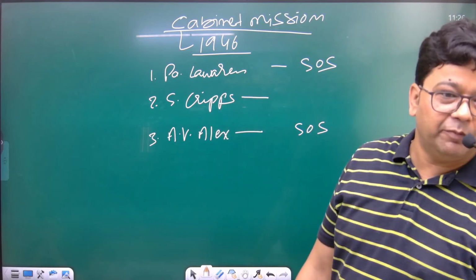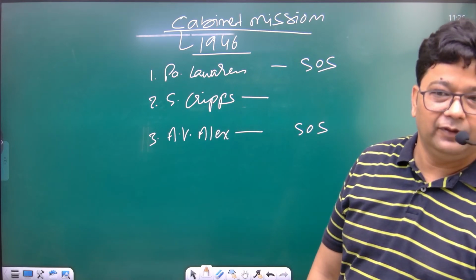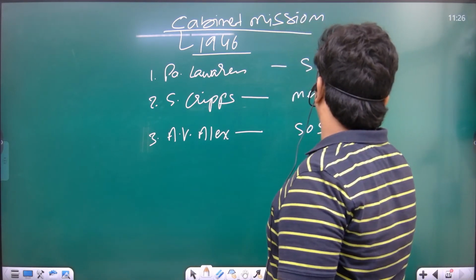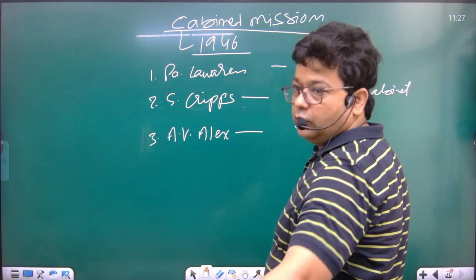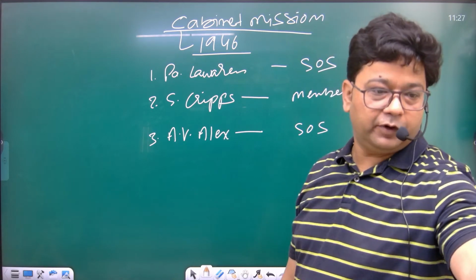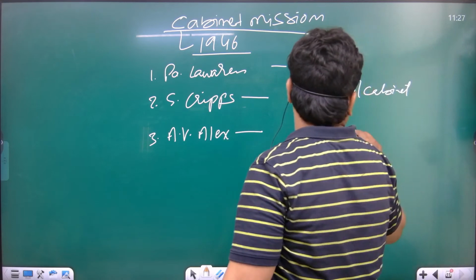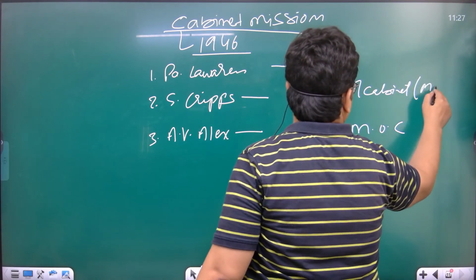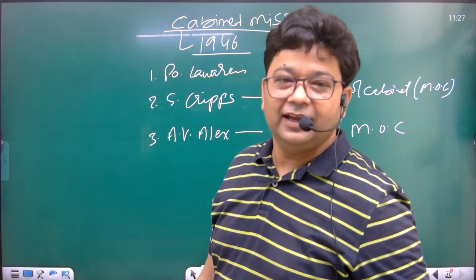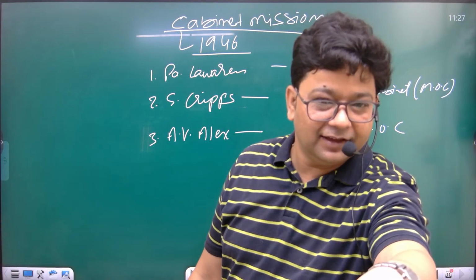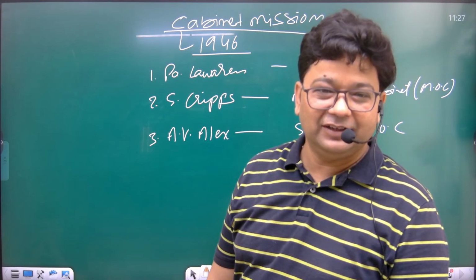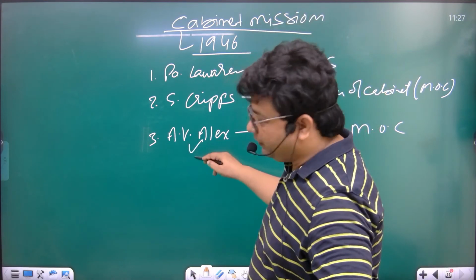Now, who is a member of the cabinet out of these three? Cripps is a member of the cabinet. Alexander is a member of the cabinet. MOC means member of the cabinet. And the last, who is an admiral? Alexander. So he is an admiral, a naval admiral.